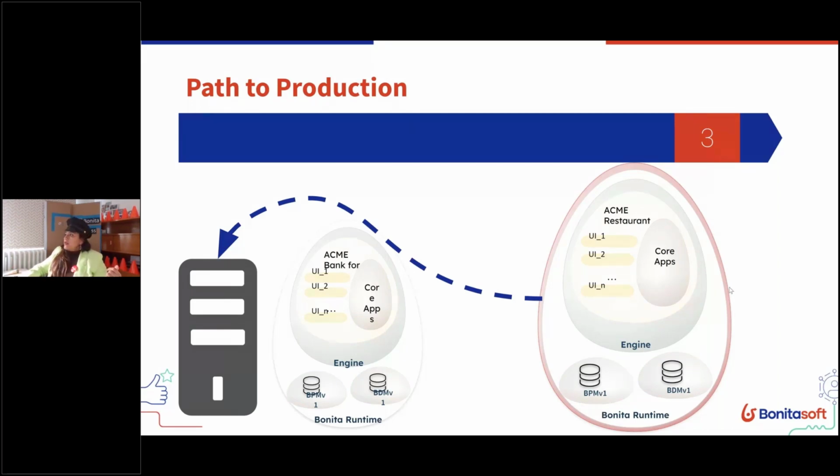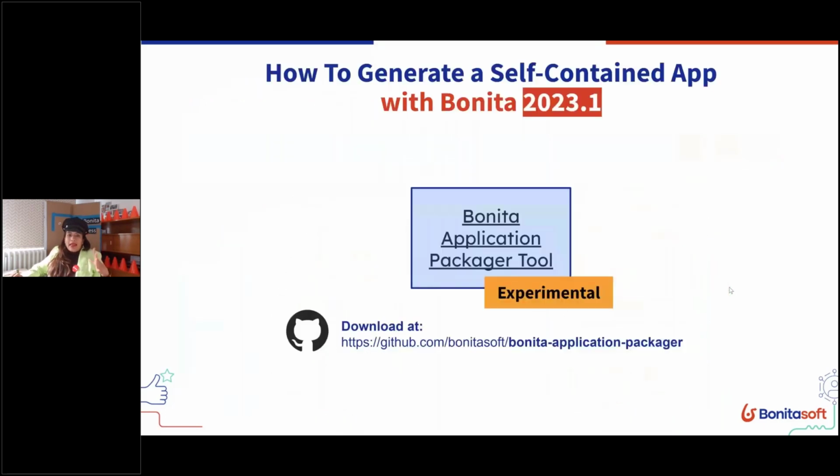Okay, so in Bonita 2023.1, just a reminder that in Bonita we have 2 versions per year. So 2023.1 was released in May of this year, and we explained how to generate a self-contained application with this new version. We introduced this tool, which is the Bonita Application Packager tool, which was experimental. And this is just a reminder of how we did it at that time.